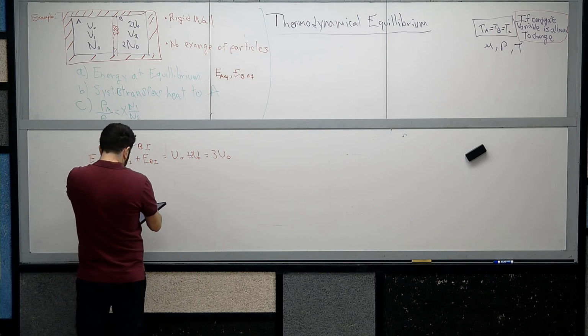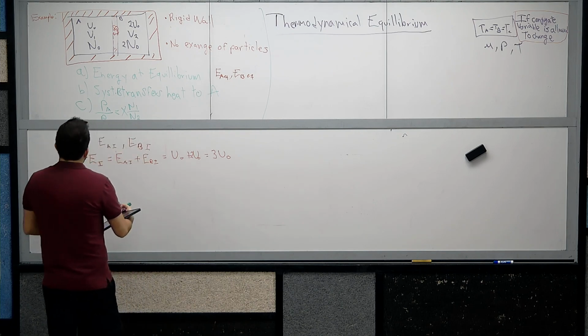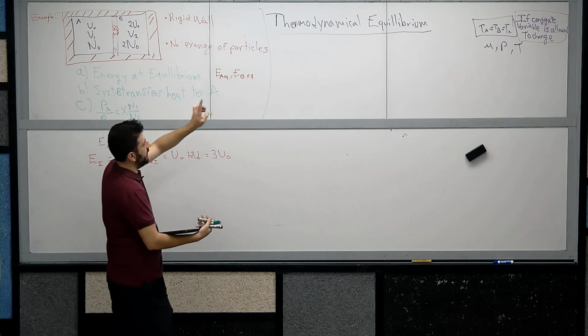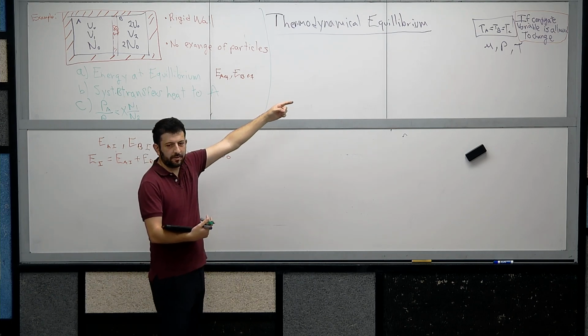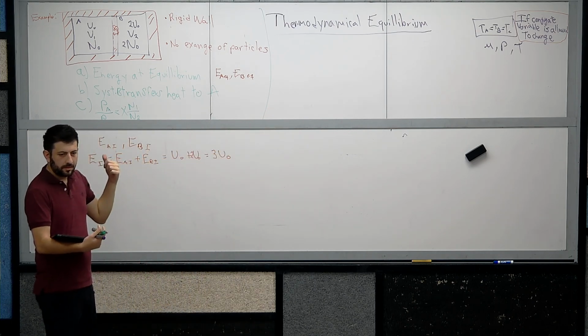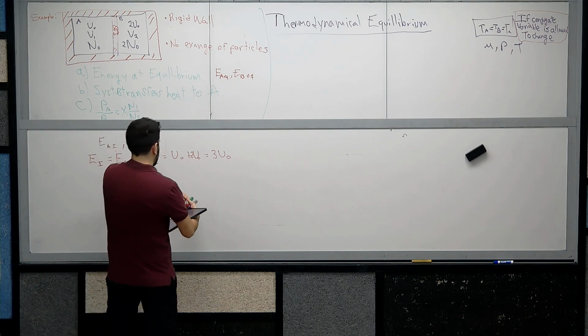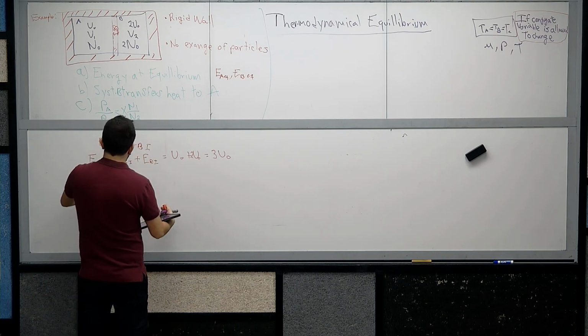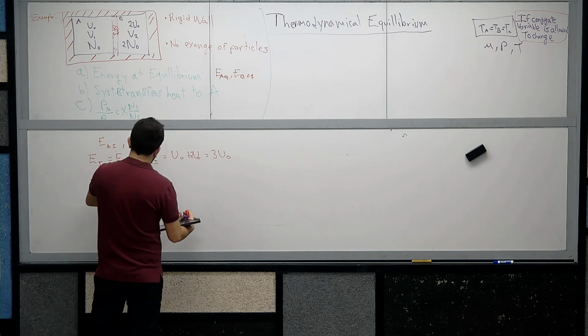Okay. And which of the conditions that we know must hold at equilibrium can we actually use in this system? Temperature. Exactly. So we say that TA must equal TB, right?